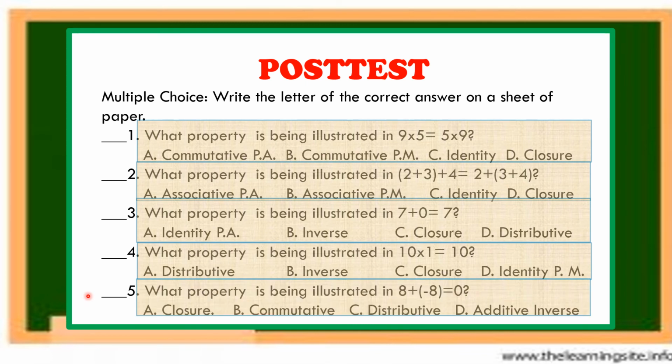Number 5, what property is being illustrated in 8 plus negative 8 equals 0? Letter A, closure. Letter B, commutative. Letter C, distributive. Letter D, additive inverse property.